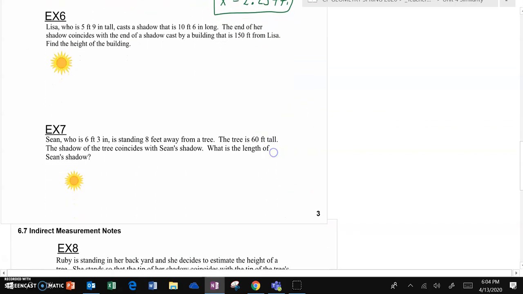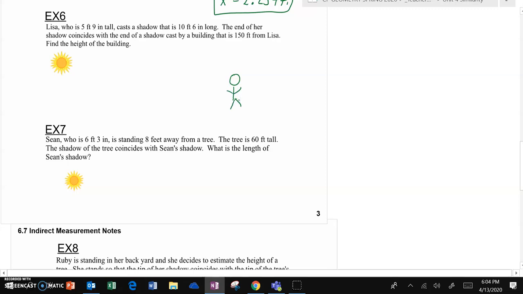All right, so let's look at example 6 here. So example 6, Lisa, who is 5 feet 9 inches tall, casts a shadow that is 10 feet 6 inches long. The end of her shadow coincides with the end of a shadow cast by a building that is 150 feet from Lisa. Find the height of the building. Okay, so we're going to find the height of the building. All right, so let's draw ourselves a little diagram here. So we know Lisa is 5 feet 9 inches tall.